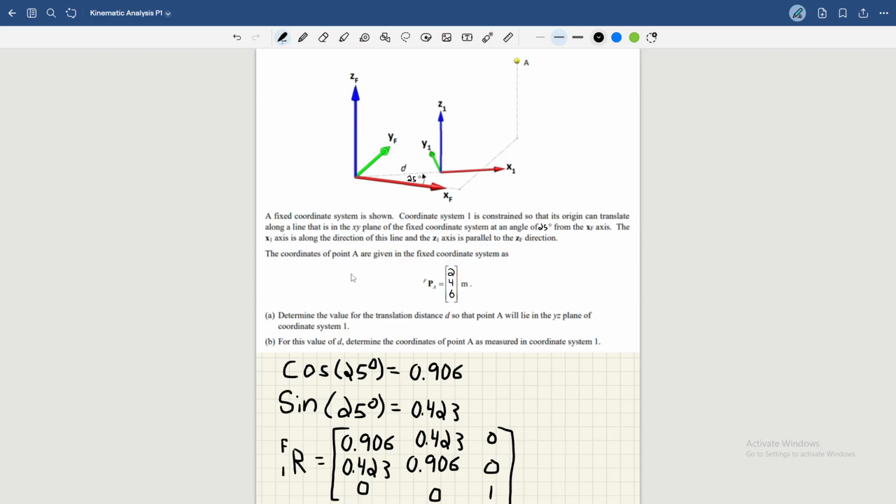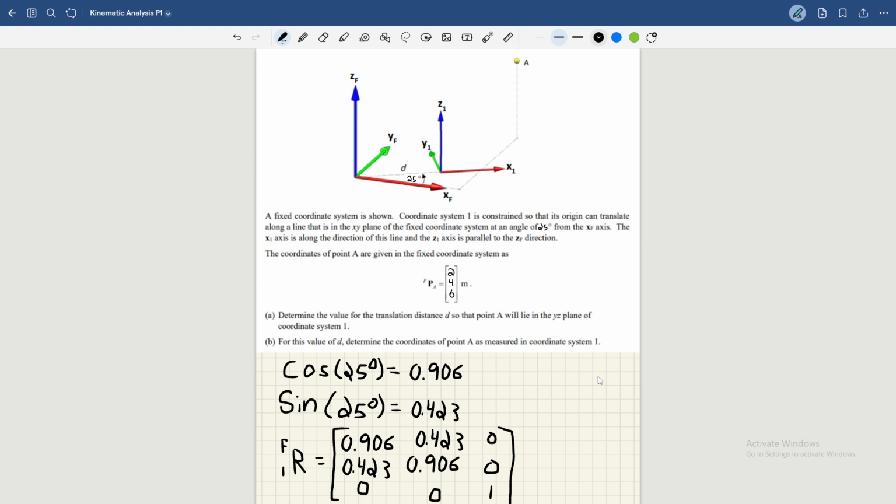Now the coordinates of point A are given in the fixed coordinate system as P^f_A, which is 246 meters. So what are we trying to find? In part A, we're trying to determine the value for the translation distance d, so that point A will lie in the YZ plane of coordinate system 1. Keep in mind the YZ plane, that'll be important later. For part B, for this value of d, determine the coordinates of point A as measured in coordinate system 1.